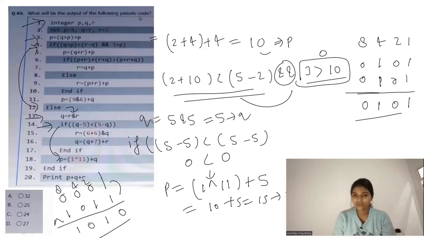So the value of p is 15 and the value of q is 5, and r was never updated, so r is 5. Keep that in mind, right? Now here is the end of the if.